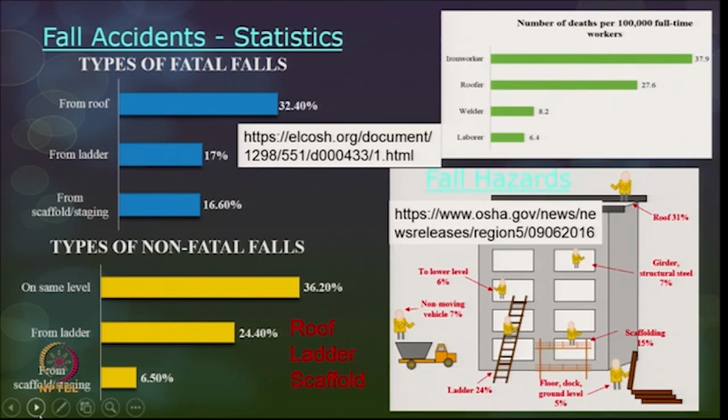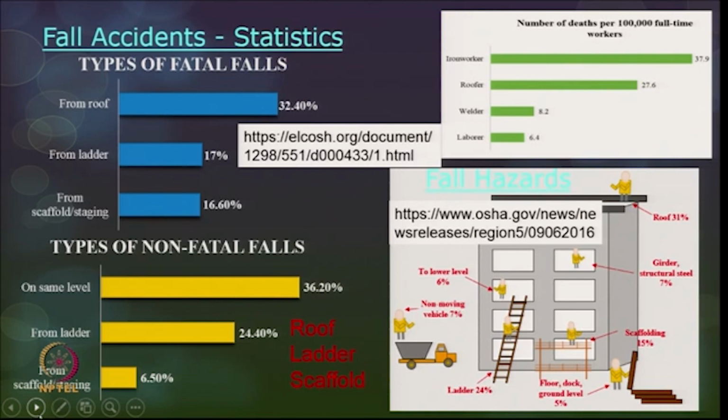Now, some more statistics. Where are the real falls happening? We know falls are there, but from where exactly has the major fatality happened? From roofs, which rank number 1 in fatal falls; next is ladders, and the third one is scaffolds. So, we are going to discuss only these 3 hazards in detail in today's class: roof, ladder and scaffold.